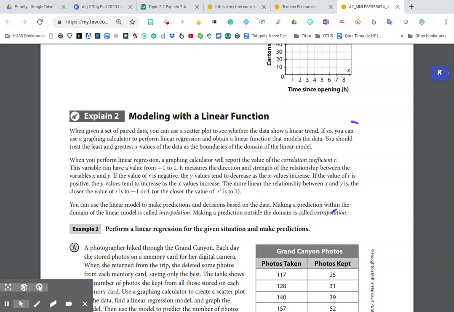The more linear the relationship between x and y is, the closer the value of R is to -1 or 1, and the closer the value of R squared is to 1. We did all of that when we did the task in unit 1. You can use the linear model to make predictions and decisions based on the data. Making a prediction within the domain of a linear model is called an interpolation. Making it outside the domain is called an extrapolation. So what we did in our task was an extrapolation.